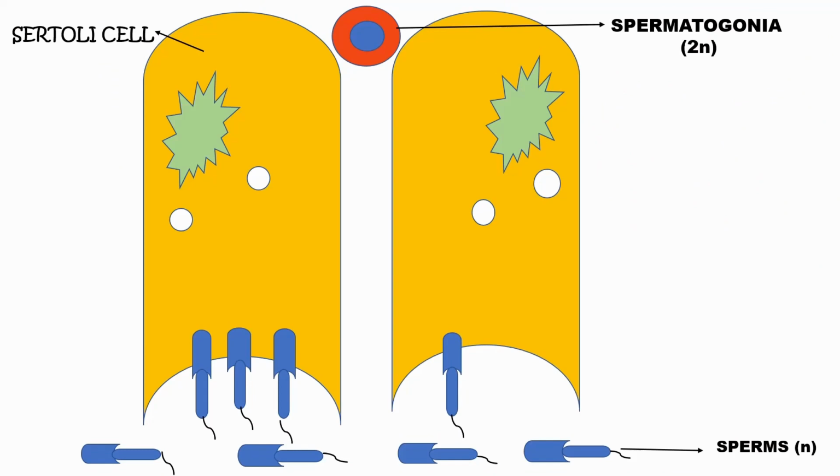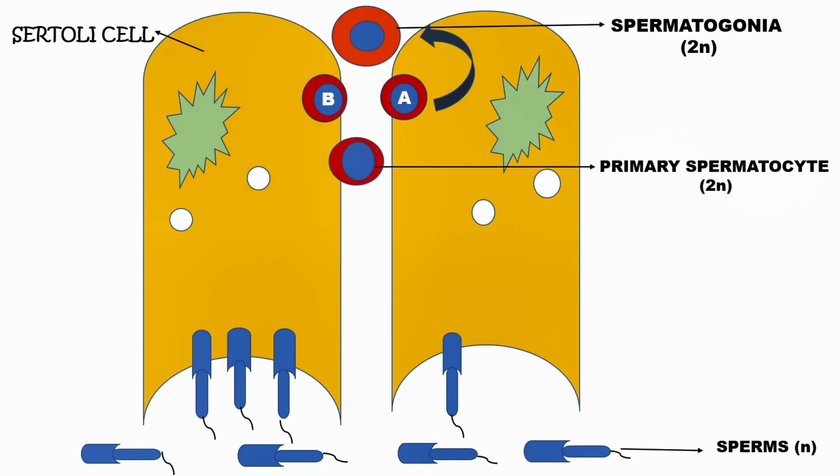Now the sperm mother cells called spermatogonia undergo mitosis, resulting in the formation of several spermatogonia. For our convenience, let us call some of them spermatogonia type A and some spermatogonia B. Spermatogonia A again go through mitosis and keep on making spermatogonia. It's a continuous process. Others called spermatogonia B get enlarged and transform into a primary spermatocyte, which is also a diploid cell.